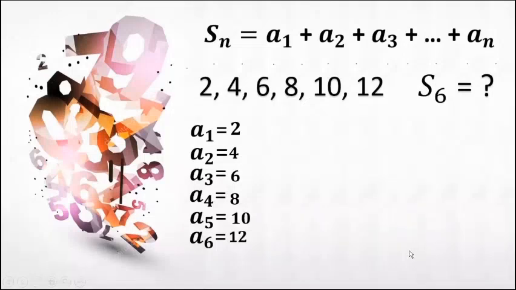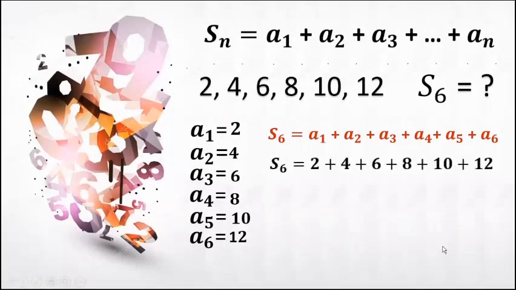Now that we already have the values of our terms, let's write the general formula for this sequence. So this is represented by S sub 6 is equal to a sub 1 plus a sub 2 plus a sub 3 plus a sub 4 plus a sub 5 and a sub 6. So after writing the general formula of this sequence, let's substitute the values of our terms in each term. So it will look like this.